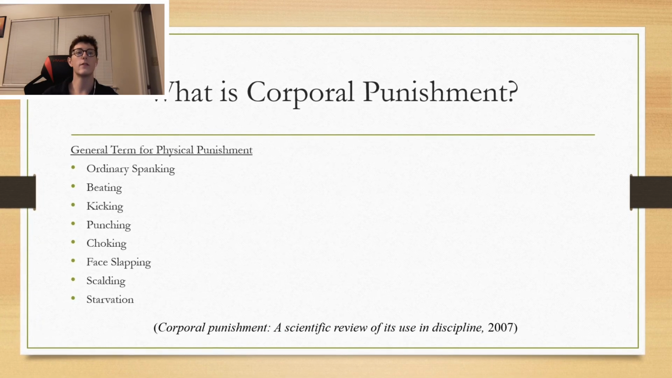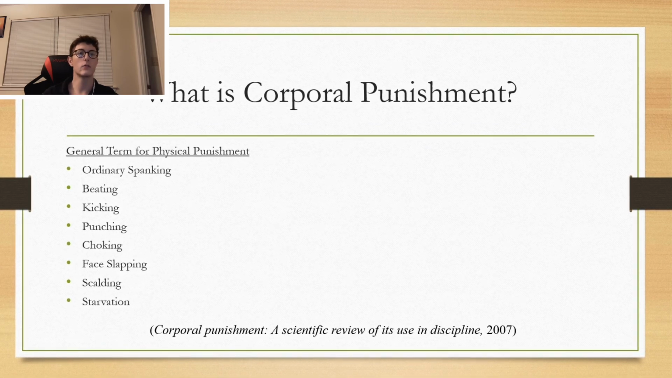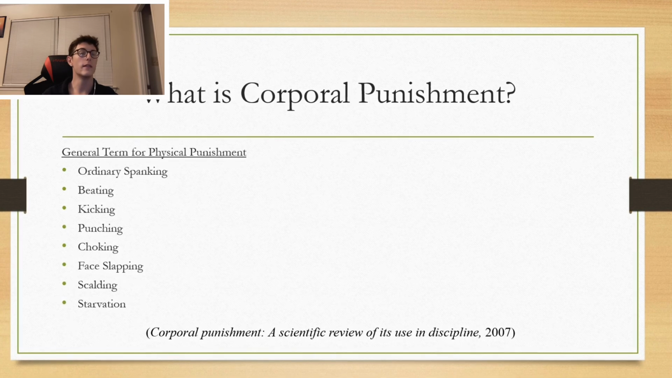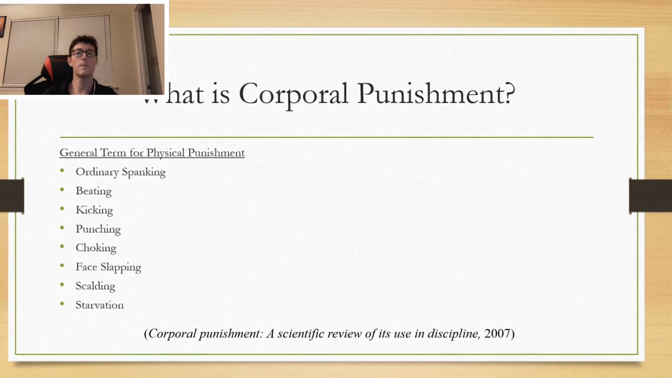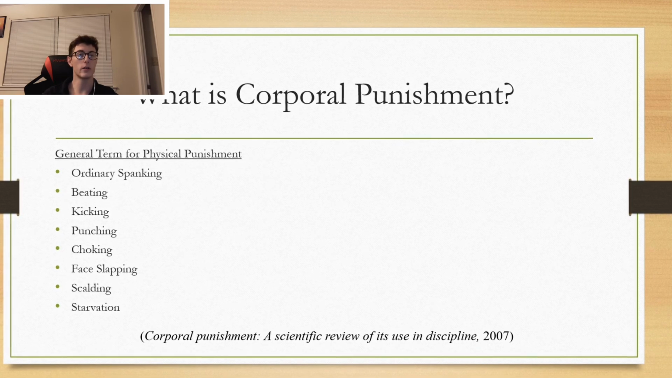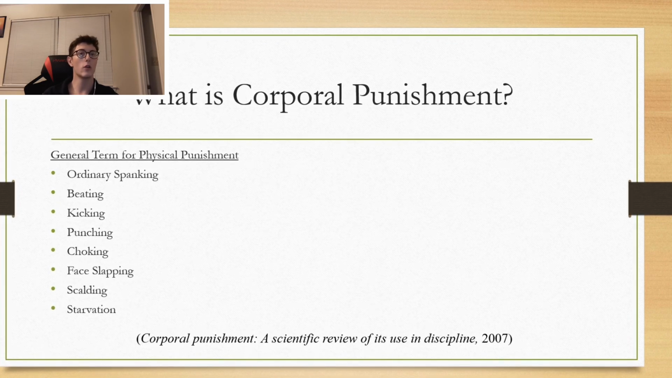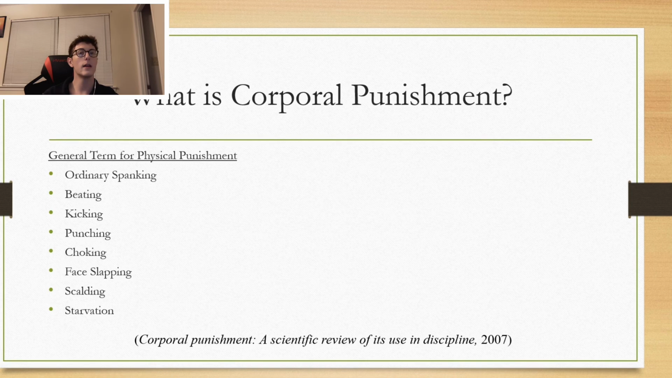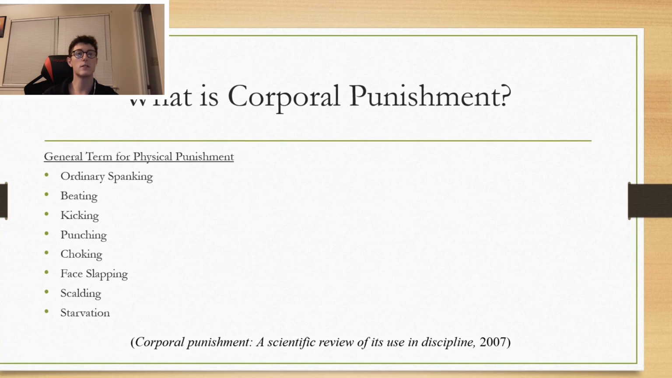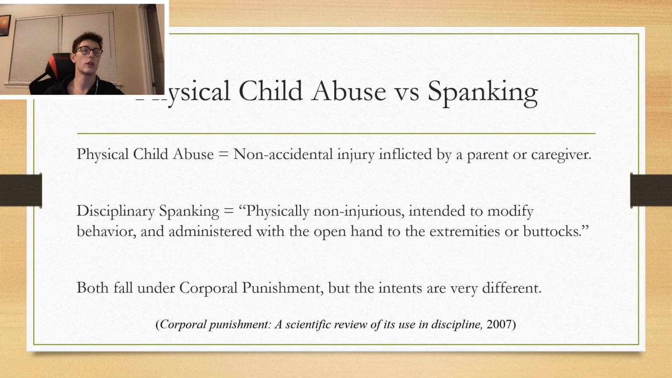I'm going to be using definitions and information retrieved from the article Corporal Punishment, a scientific review of its use in discipline. I'm going to be using this article on this slide and the two after. So, corporal punishment is just a general term for physical punishment. Some examples of it include, but are not limited to, ordinary spanking, beating, kicking, punching, choking, face slapping, scalding, and starvation. Now, a lot of those examples sound like straight up child abuse.